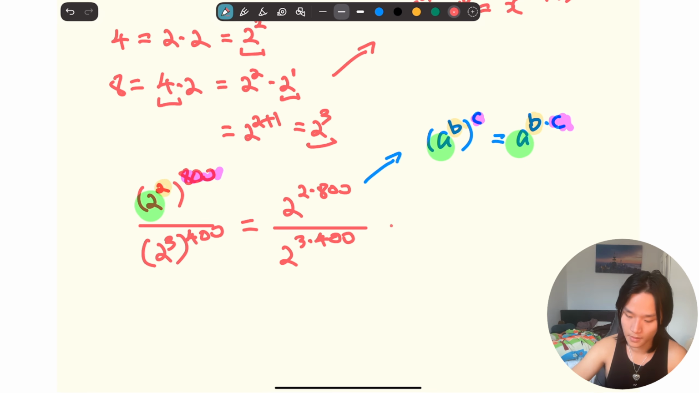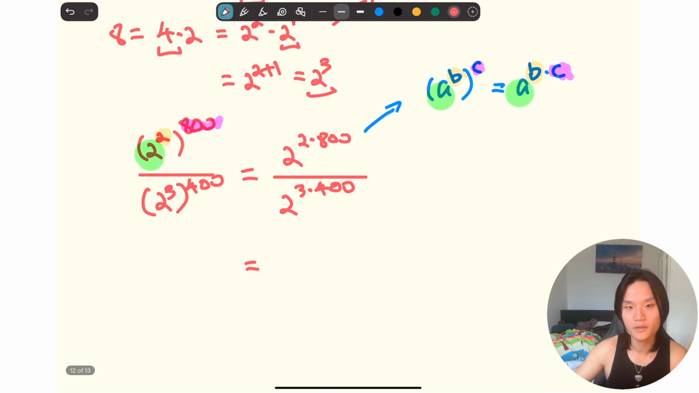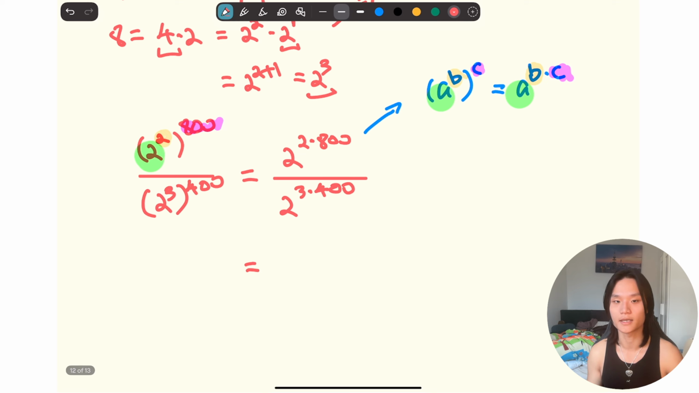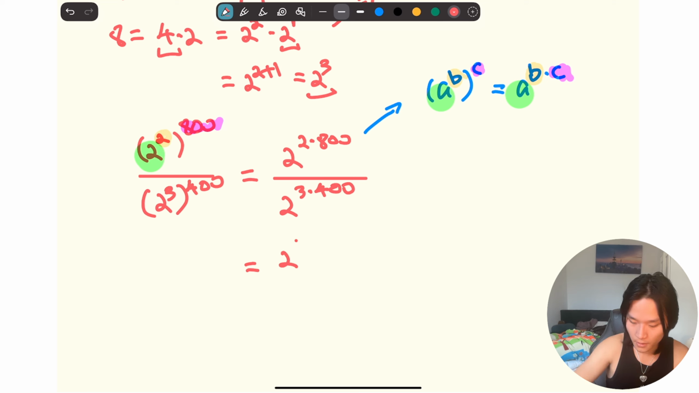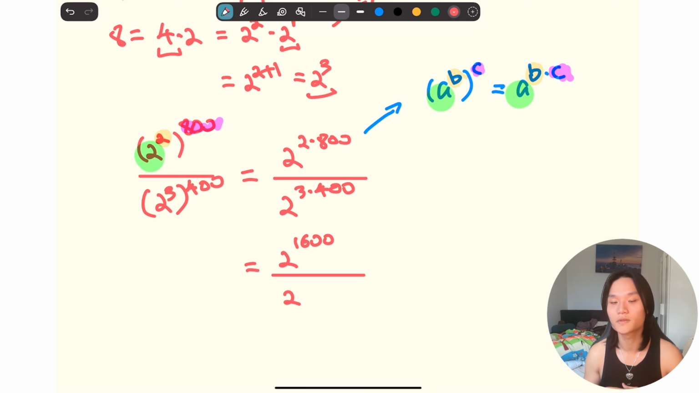So let's keep writing it. What is 2 times 800? Well, 2 times 8 is 16, so we add those two zeros. That is 1,600. So 2 raised to the power of 1,600, divided by 2 raised to the power of 3 times 4. We know it to be 12,000, I mean 1,200, 1,200.